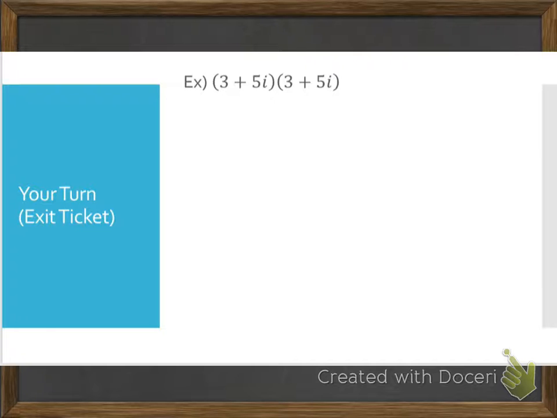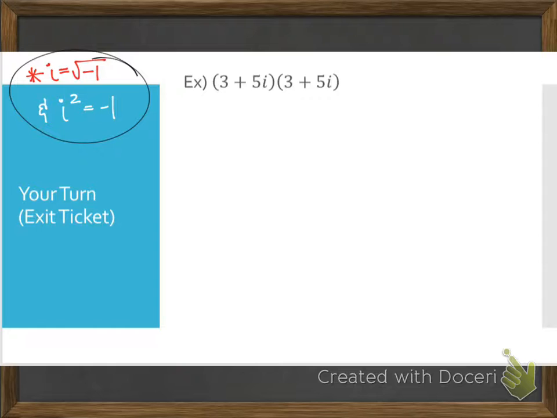All right, so the last thing we're going to do is multiply complex numbers, okay? And the way that we multiply is by distributing. One thing I want you to keep in mind, just as a side note, is that i is equal to the square root of negative 1, and that i squared is equal to negative 1, okay?